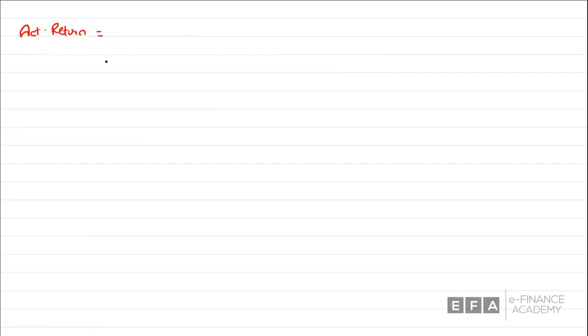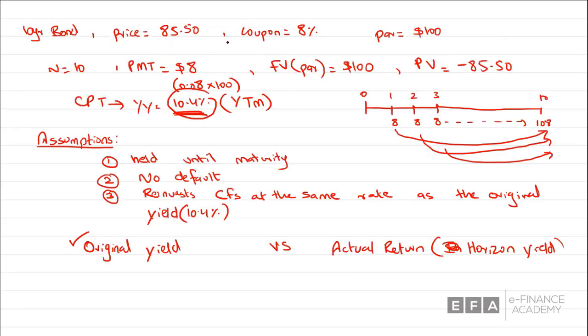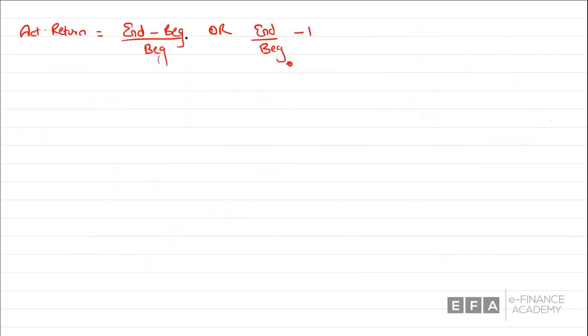So the return can be calculated, as you may know from your quantitative methods, as ending value minus beginning value divided by beginning. This would give you the percentage change, or alternatively, you can calculate it as ending divided by beginning minus 1. One thing you need to pay attention to, since you're buying the bond today for 85.5 and you're holding it to 10 years, is the ending value you would get after 10 years. So this is the ending value after 10 years.